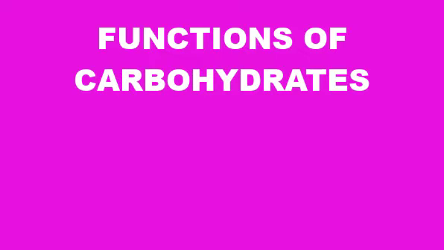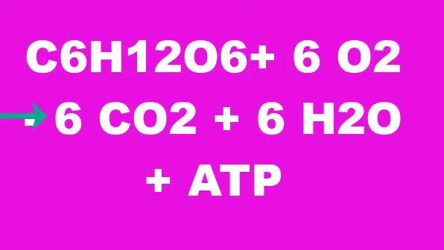The overall reaction for the conversion of energy in glucose to energy stored in ATP can be written as C6H12O6 plus 6O2 arrow 6CO2 plus 6H2O plus ATP. In addition to being a critical fuel source, carbohydrates are present in very small amounts in cells' structure.